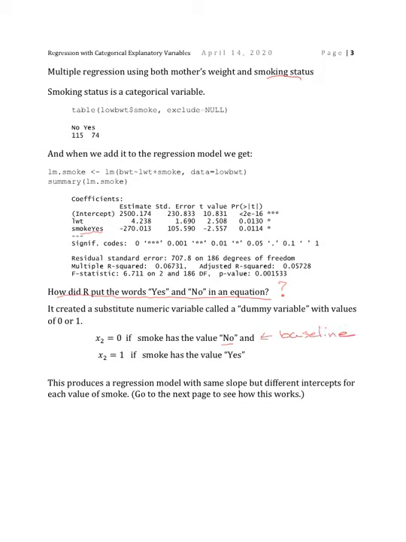Okay, so it's going to give our numeric variable a value of 0 when smoke has the value of no, and a value of 1 if smoke has the value yes. And what this is going to do is produce a regression model with the same slope but different intercepts for each value of smoke. So we'll see how this works on the next page.